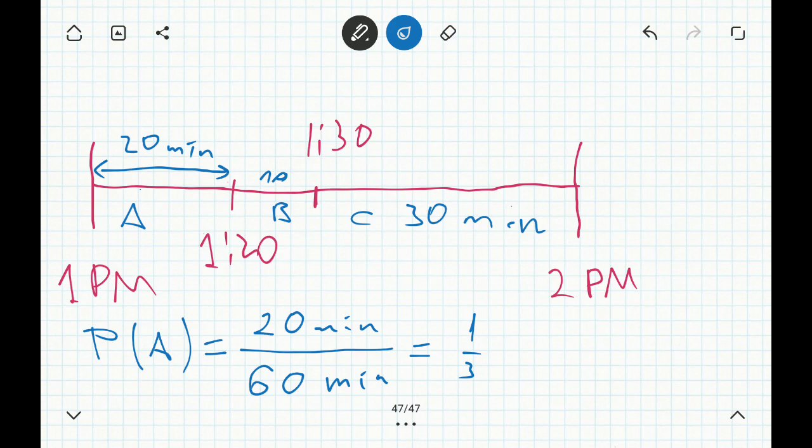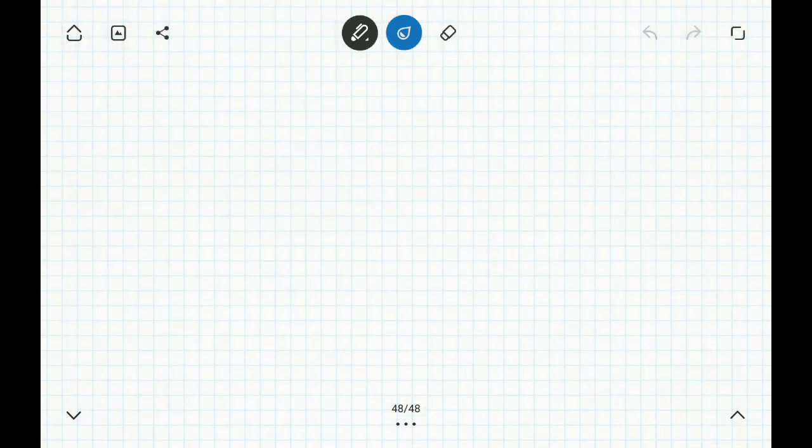And we can do the same with B. We will have 1 over 6 for the probability of B, because 10 minutes over 60 minutes. And then for C, we will have 1 over 2. So we still can calculate probabilities, but not for separate points. We can calculate probabilities for intervals. Okay? So now let's look at that more closely.